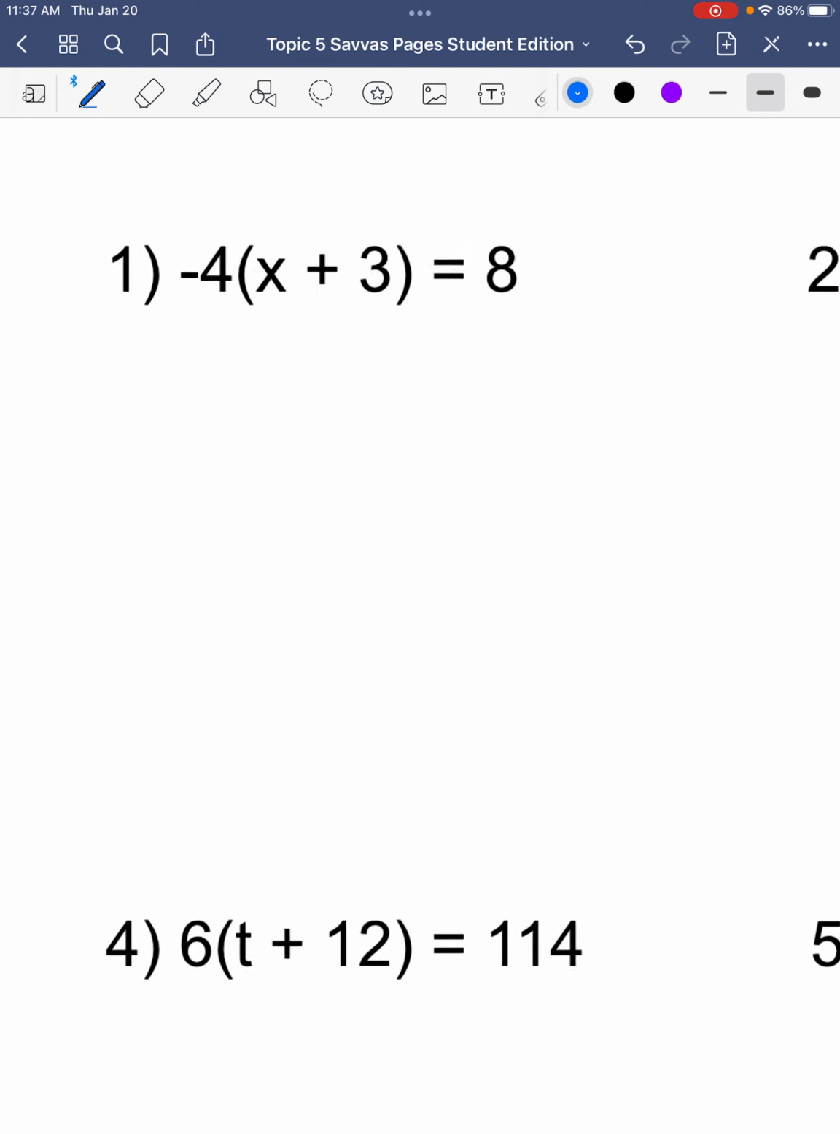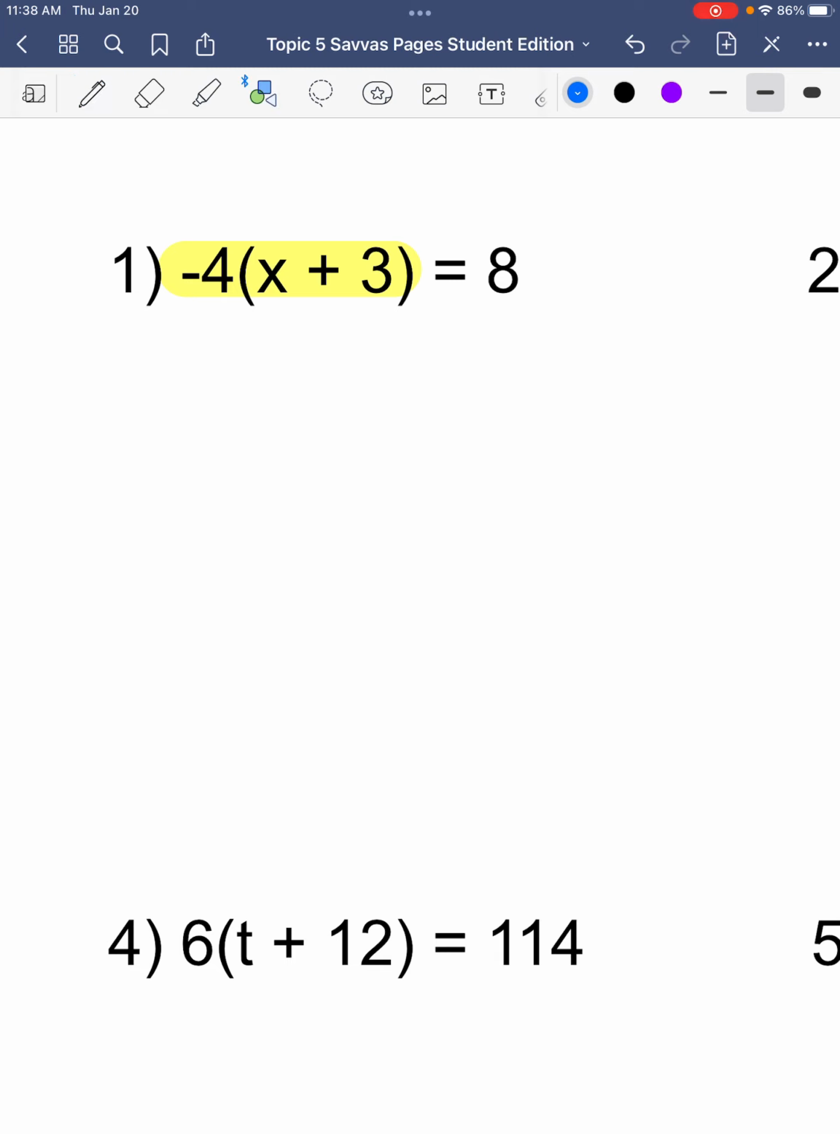Let's look closely right here at number 1. So we have -4 times x plus 3 equals 8. In order to solve this equation, I have to take care of what's on this side first. I'm going to do that by using the distributive property to get rid of those parentheses. We talked about the distributive property last semester. That's where I multiply what's outside with what's inside to get rid of the parentheses and expand the expression. So let's do that real fast.